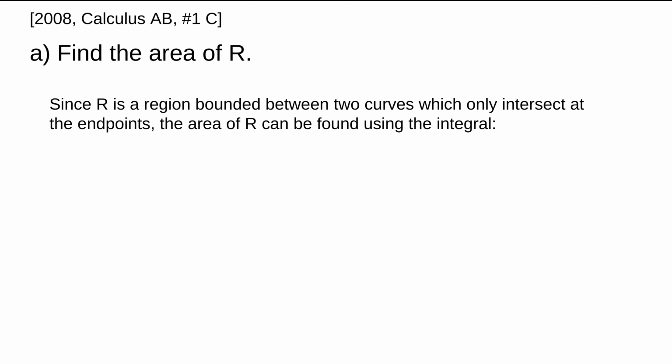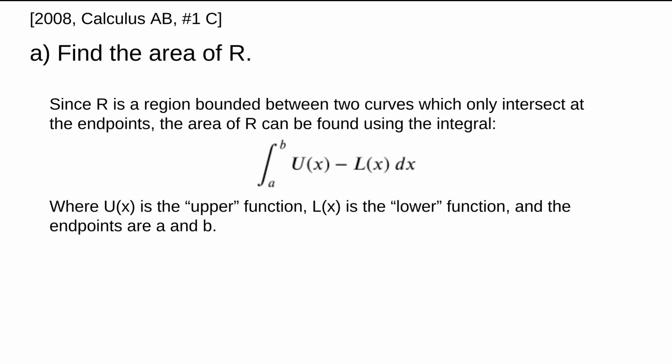Now, because this region R is bounded between two functions, we're going to find the area using an integral. We just need to know which function is on top and which one is on the bottom, and where they intersect. Ultimately what we're after here is an integral expression of the form the integral from a to b of an upper function minus a lower function. We just need to determine which one is the upper, which one is the lower, and we need to determine where those bounds of integration are based on where the two graphs intersect.